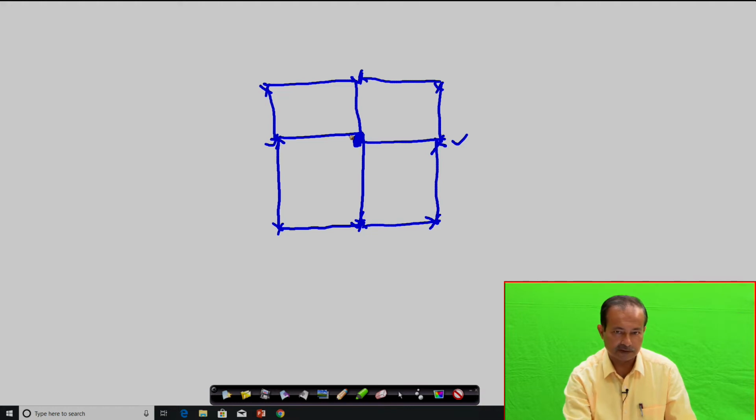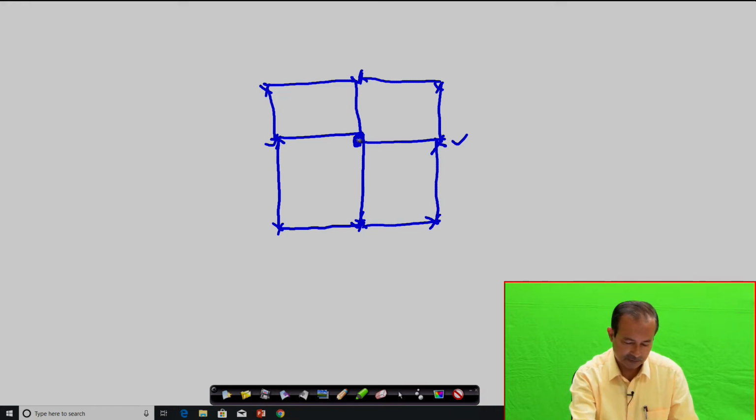Now, I want to find out the Wigner Seitz cell corresponding to this point. The definition is that I will find all the region that is closer to this point than to the other points. The nearest neighbors are these 4, so all I have to bother about are these 4 nearest neighbors.